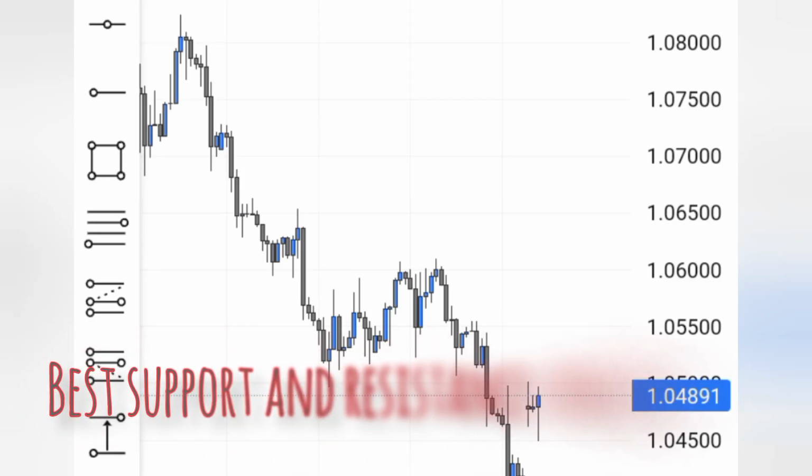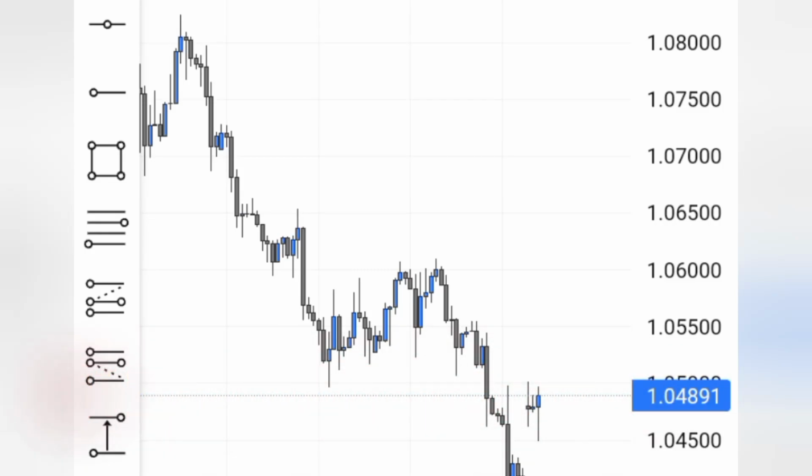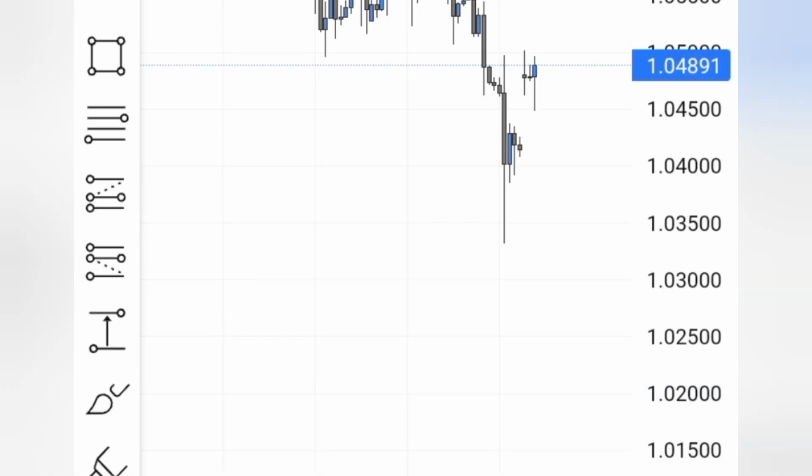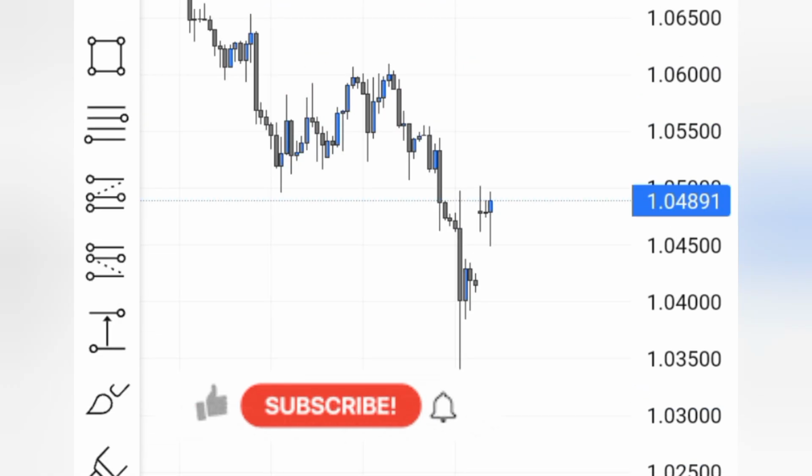This is the best support and resistance strategy you will ever need. It is going to be a very short video, but watch it up to the end so that you don't miss anything. Whatever that means, we always buy at support and we sell at resistance.